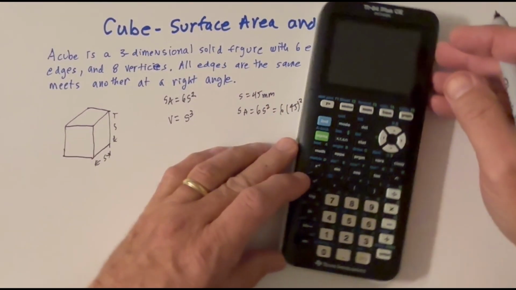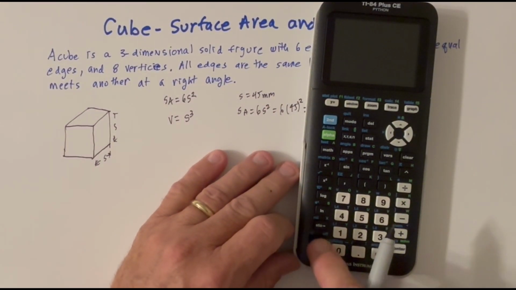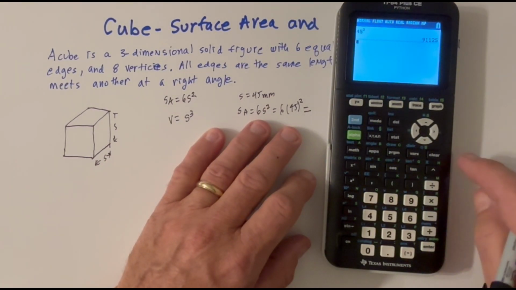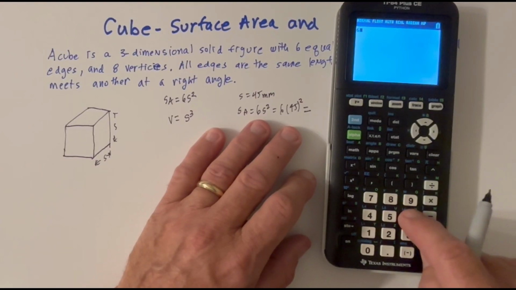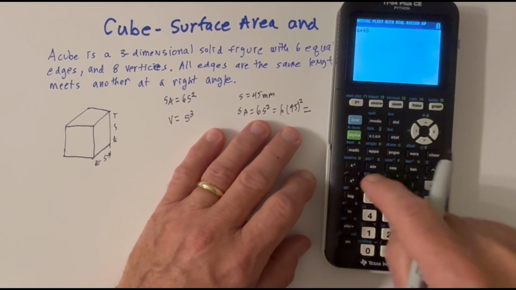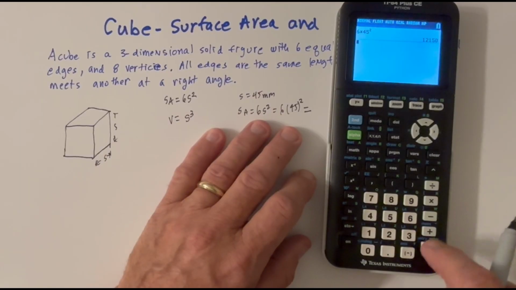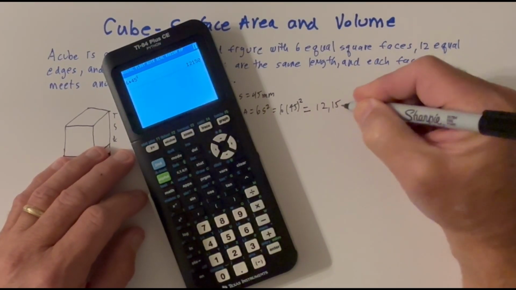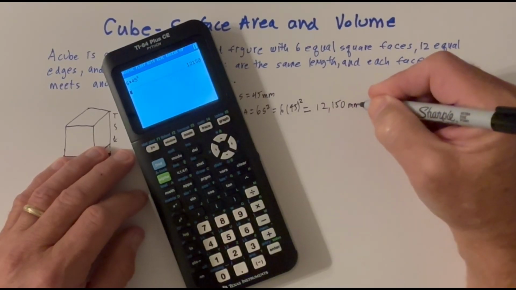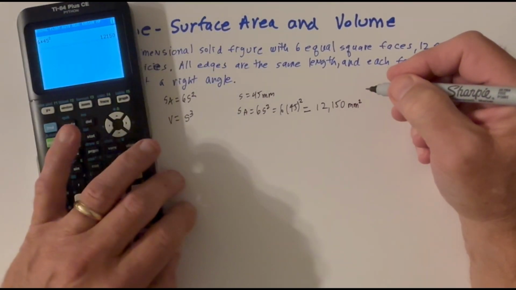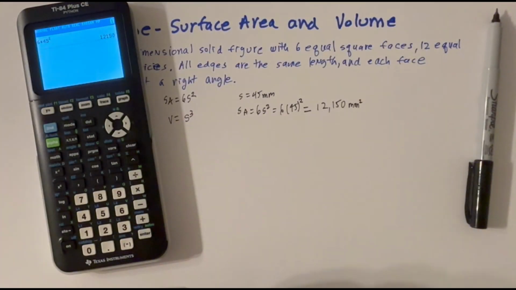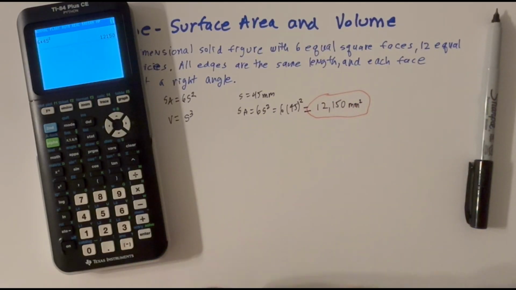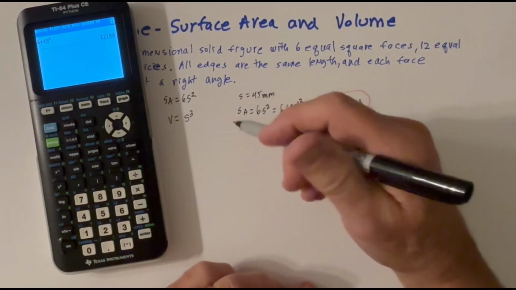Get my calculator out. Let's clear it. 6 times 45 quantity squared. Enter. Okay, so that's going to be 12,150, and that is going to be millimeters squared because it's a unit of area. So that's our surface area. That's our first answer.